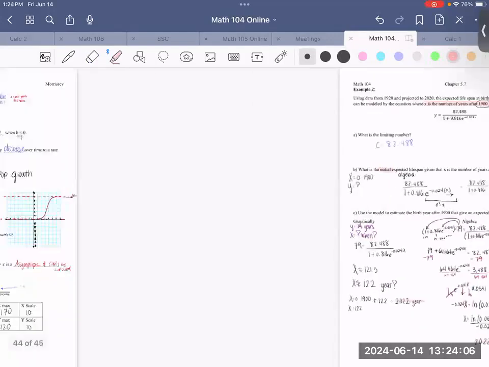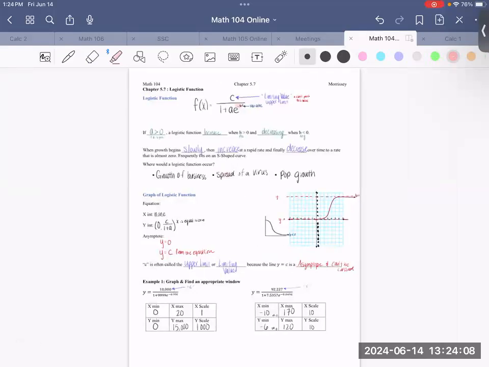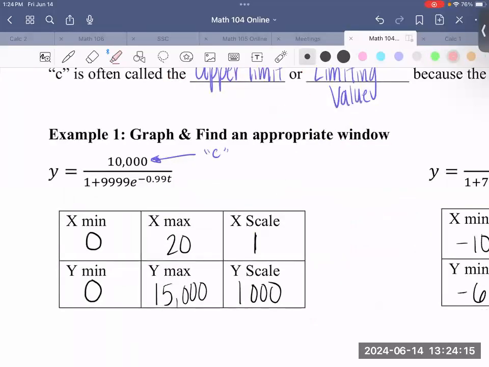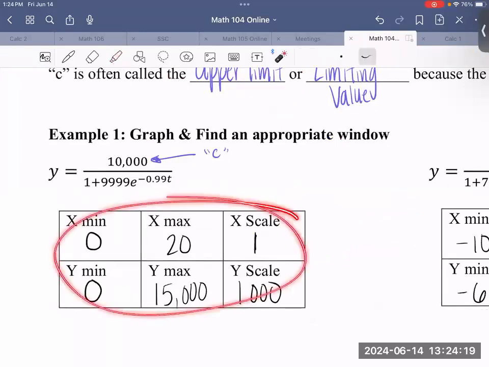So again, big takeaway here, being able to punch these values into your calculator, figuring out what your limiting value is, and figuring out what a good window would be.